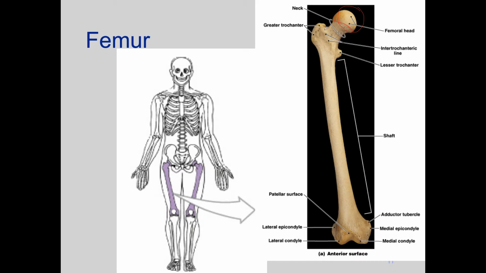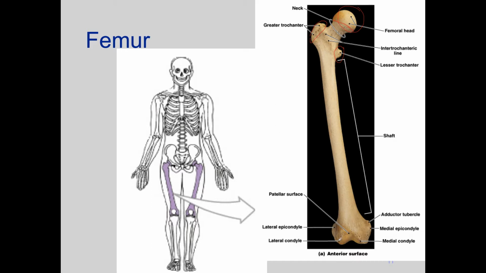And there are 2 features on the femur that are specific to the femur. So this large bump here and this smaller bump here, these are called the lesser and greater trochanter. And you don't find a trochanter on any other bone in the body. It's a feature that is only found on the femur, and it has to do with walking upright.